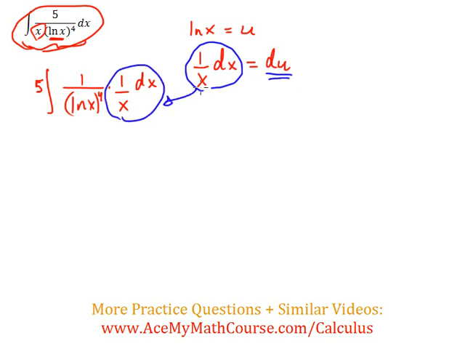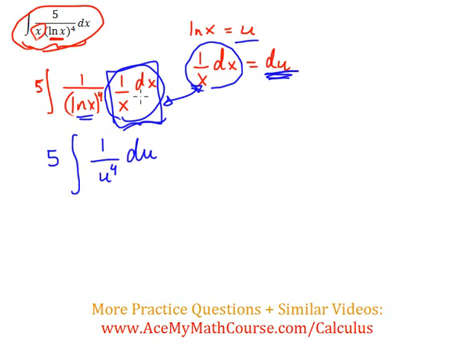Those are the same, right? So I can actually just replace this for du. And the ln of x is just u. So I can just rewrite the whole thing as 5, and then integral of 1 over u to the power of 4 du. Right, because 1 over x dx is equal to du anyway, so I can just replace it. And look at that. Now I can actually just integrate this rather simply. Can't I? Yes, I can.